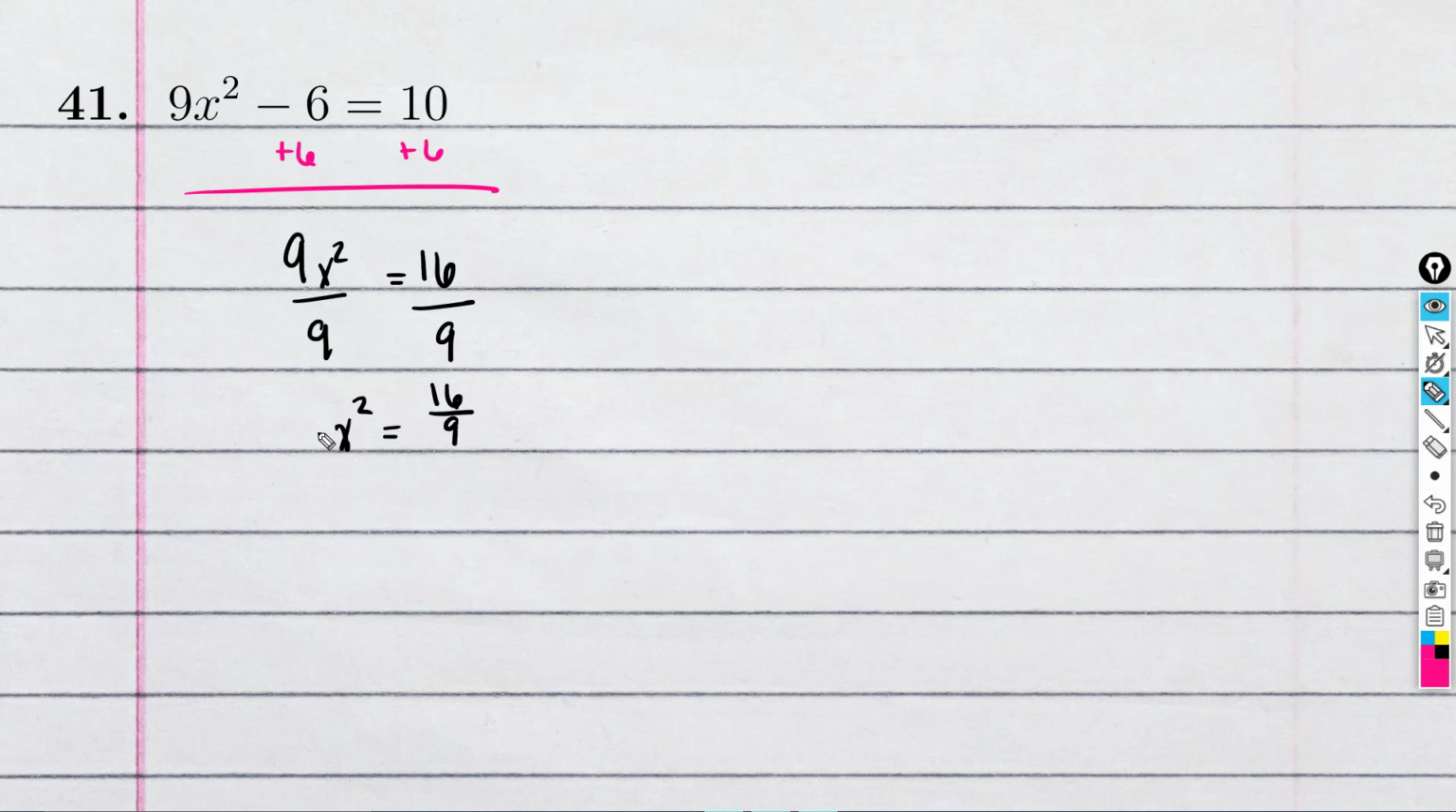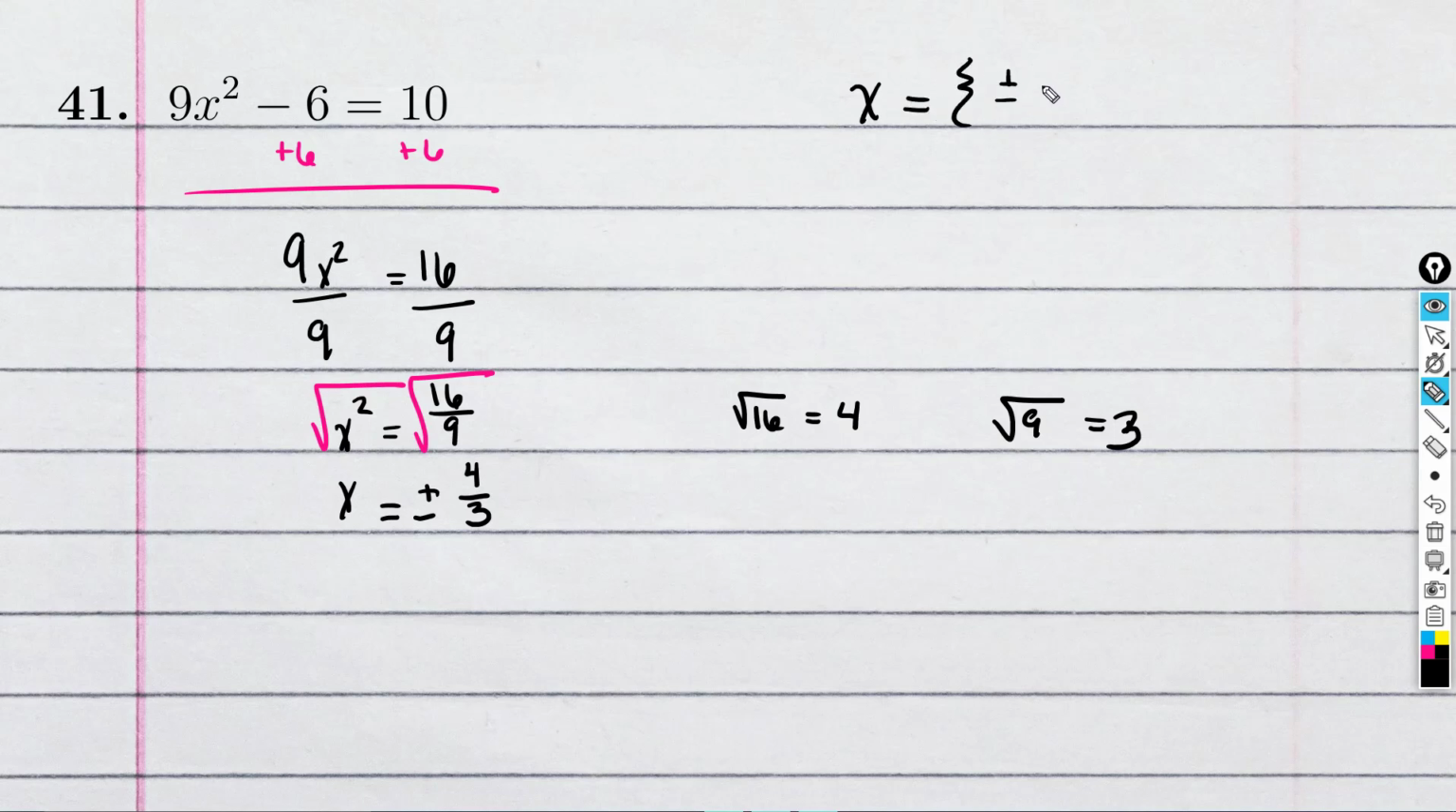Now that we have the square by itself, we take the square root of both sides. And so x is equal to plus or minus, well, the square root of 16 is equal to 4, square root of 9 is equal to 3, and so 4/3. And so my answer is x is equal to the set plus or minus 4/3.